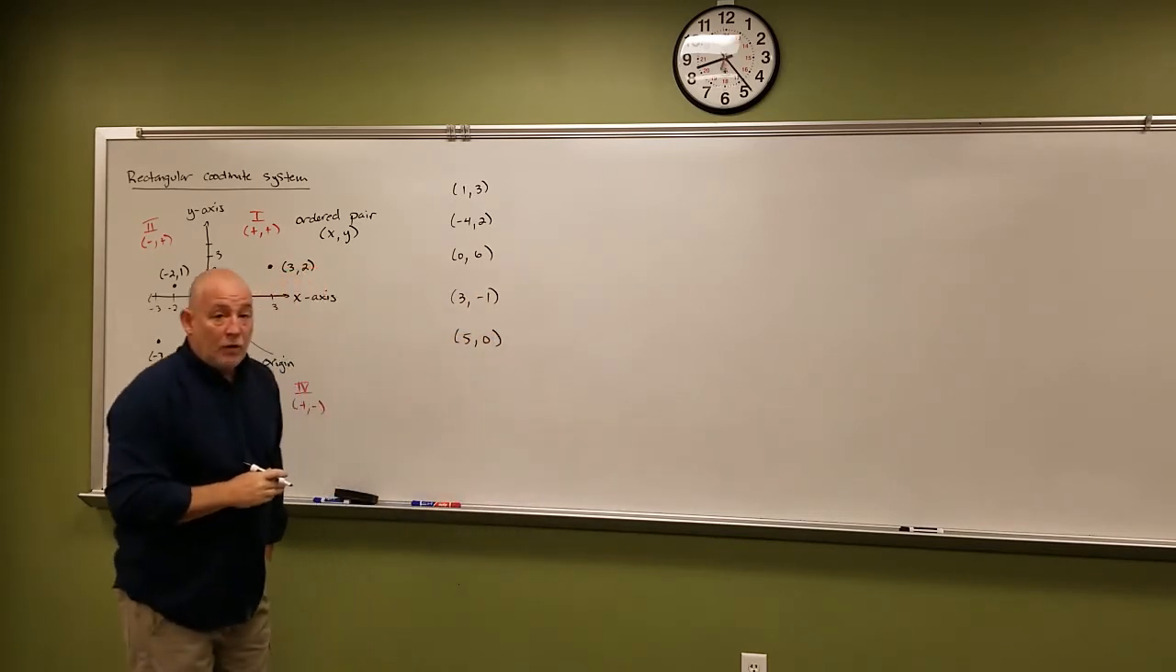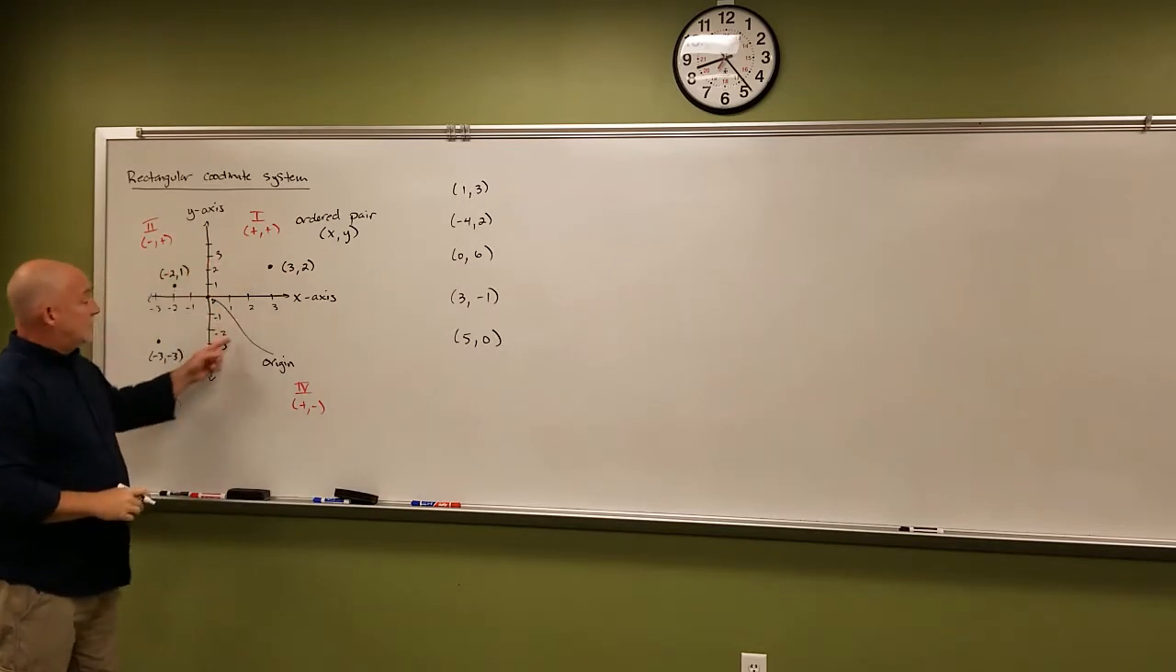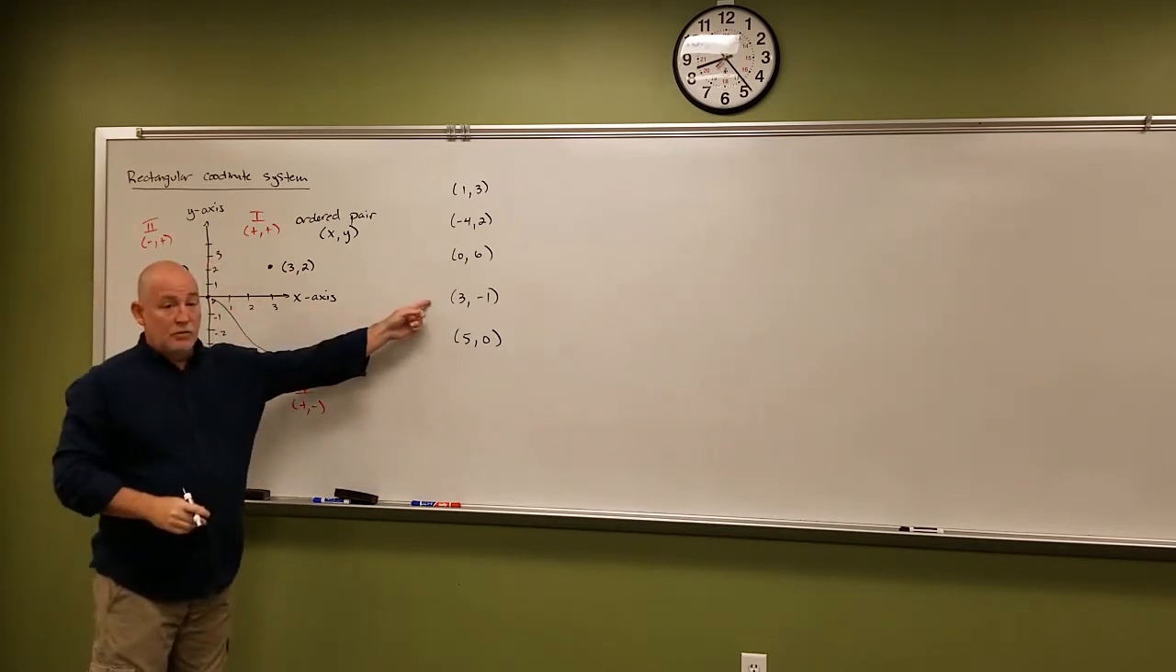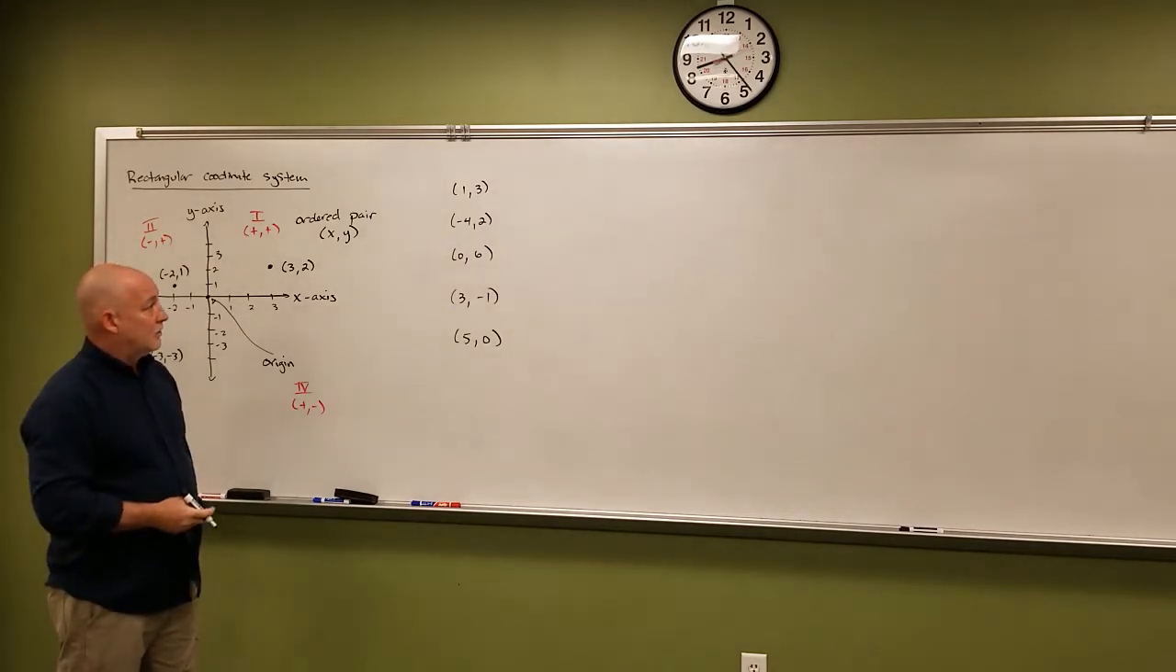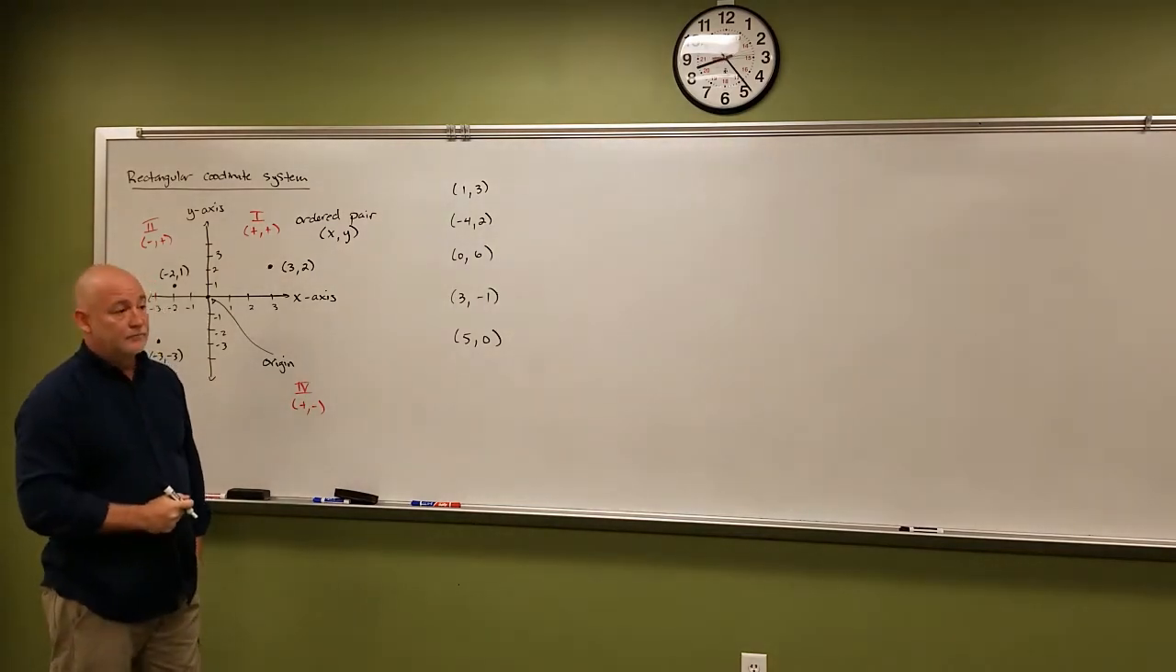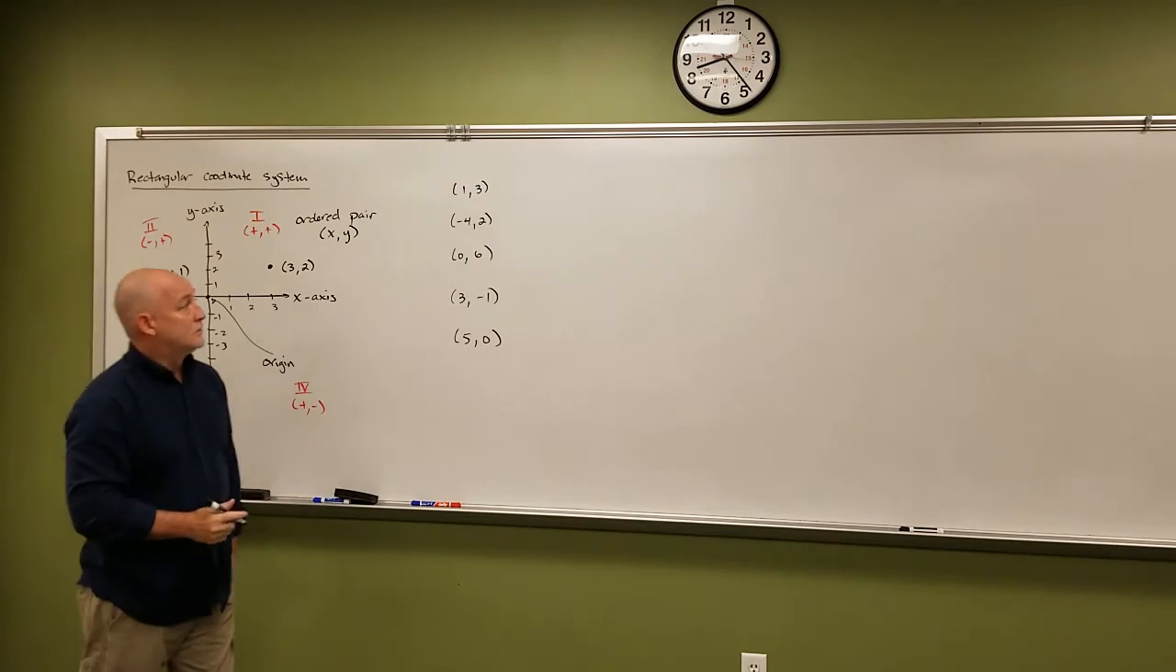All right, I want you to pause the video, draw yourself a rectangular coordinate system, and see if you can plot these 5 points for me. And we'll see how to label them when you get back. So go ahead and pause and plot those points, please. All right, so let's see if you're back.